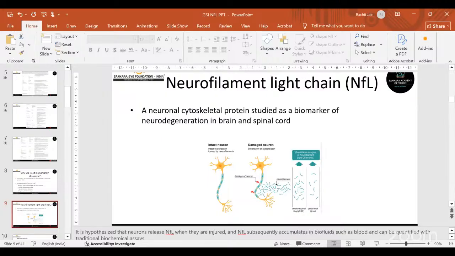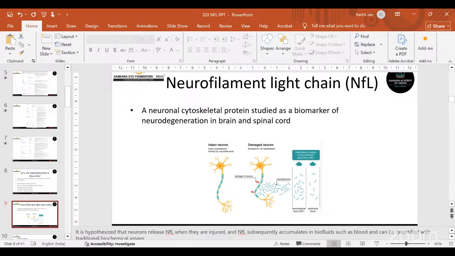Neurofilament light chain. Neurofilament is a cytoskeletal protein which was studied as a marker of neurodegeneration in the brain and spinal cord in various neurodegenerative disorders. These neurofilament light chains are released by damaged neurons and accumulate in cerebrospinal fluid and peripheral blood, and can be easily quantitatively analyzed using an appropriate assay.